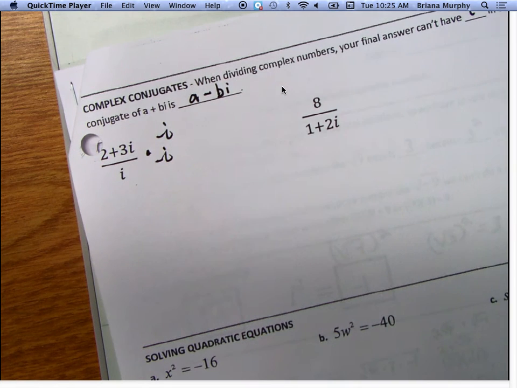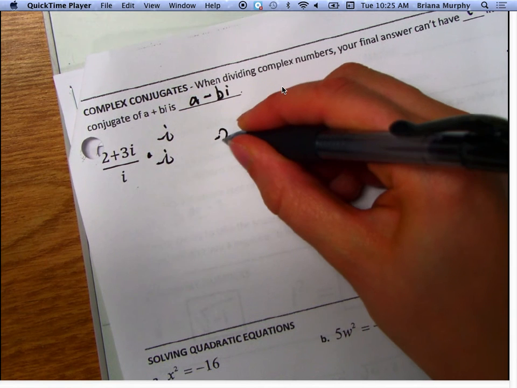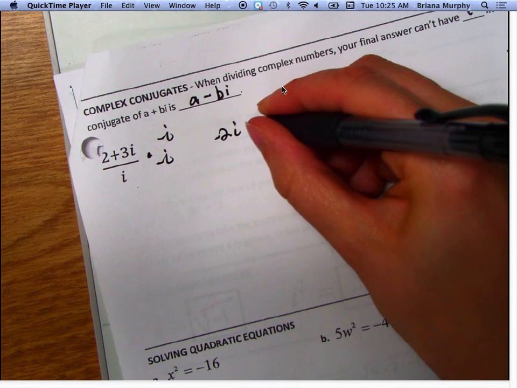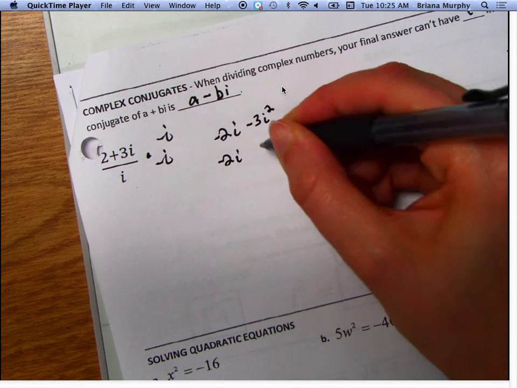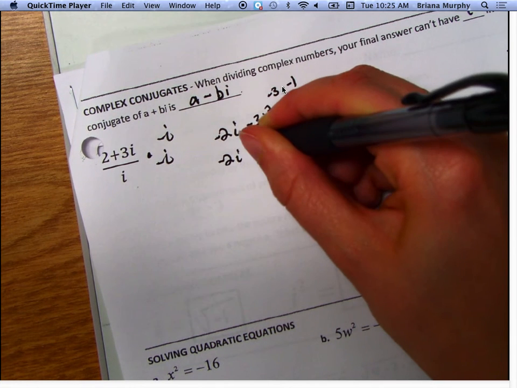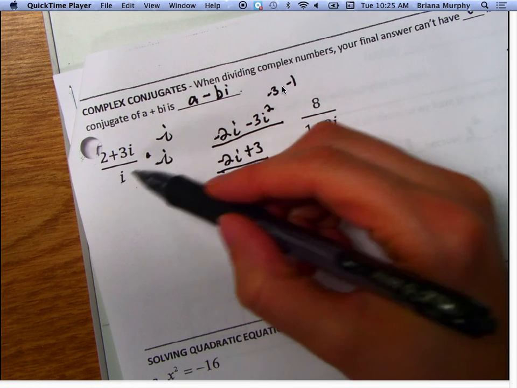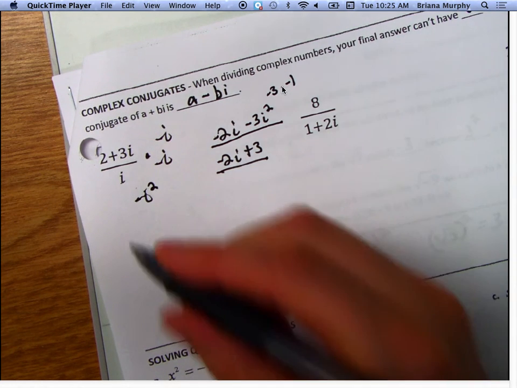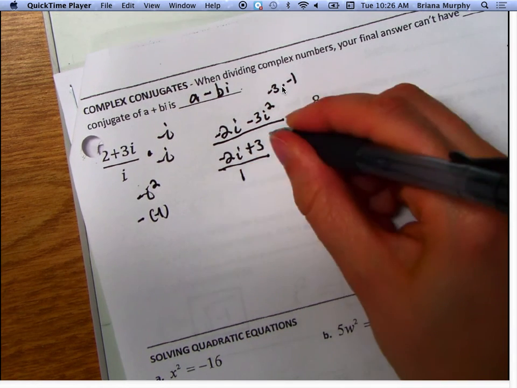Okay? So, 2 times negative i is negative 2i, right? Negative i times 3i is negative 3i squared, which means it's negative 2i. Negative 3 times negative 1 gives me 3. Okay, so that's just the top. The bottom: i times negative i is negative i squared. So that's like negative times a negative 1, which gives me 1. That's my final answer.